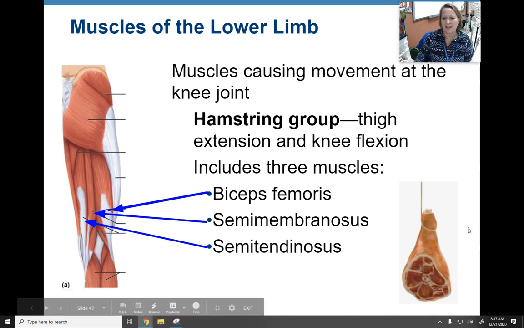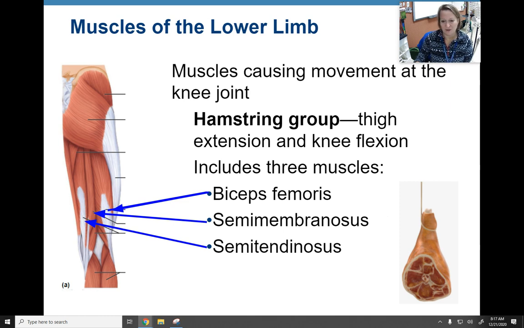But basically, they said that these are named because all of them form a tendon here, and that is what a ham hock is hung by when a butcher smokes a ham. So a little bit of trivia again from the book. I don't know how much that increases your knowledge.